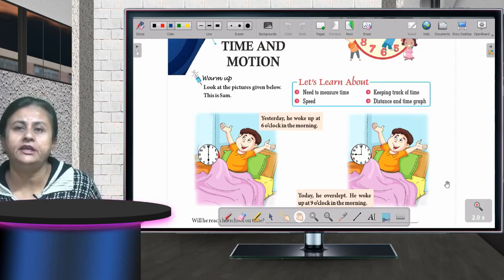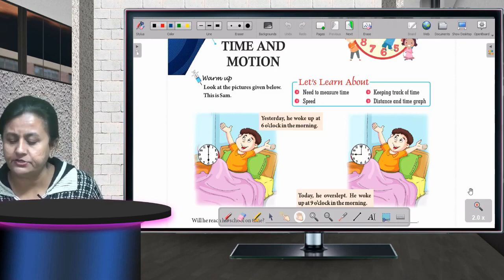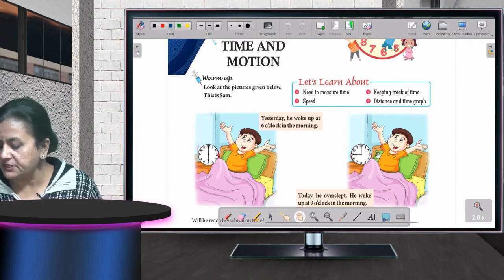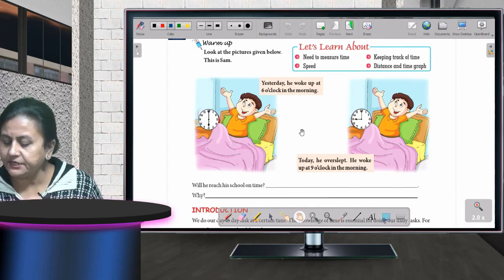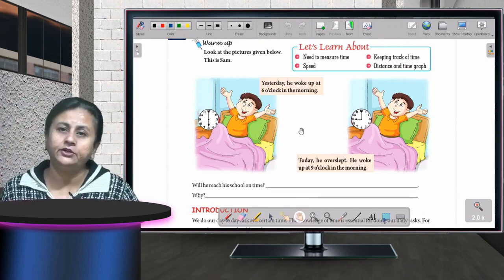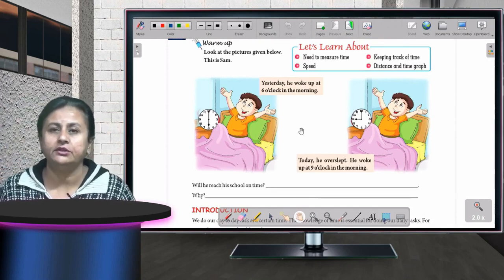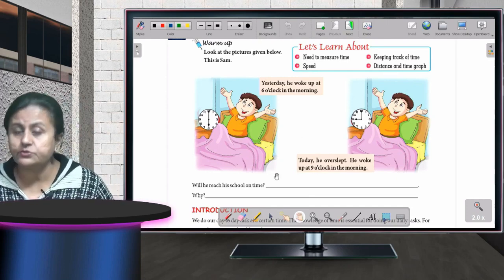The topic of the day is time and motion, as you can see on your screens also. So, look at this picture given below. This is Sam. Yesterday he woke up at 6 o'clock in the morning, and today he woke up at 9 o'clock in the morning. Will he reach the school on time?